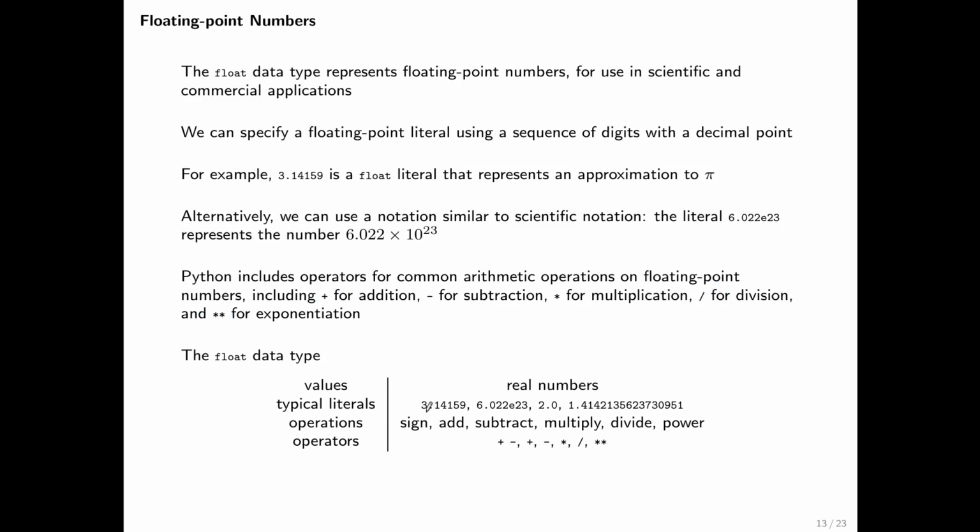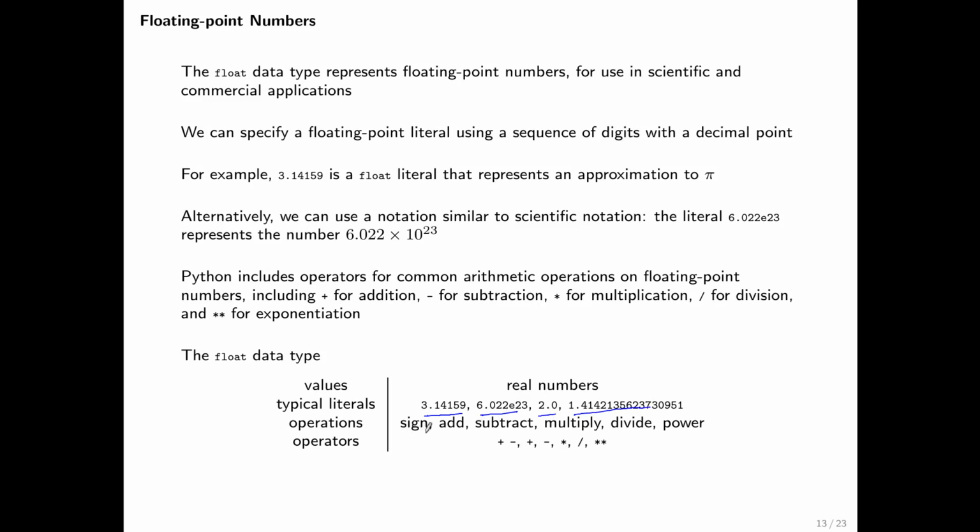Typical literals look like these: 3.14159, which is an approximation to pi; 6.022e23, which is like scientific notation, representing Avogadro's number; 2.0; and then 1.14 and so on. So these are some typical float literals.